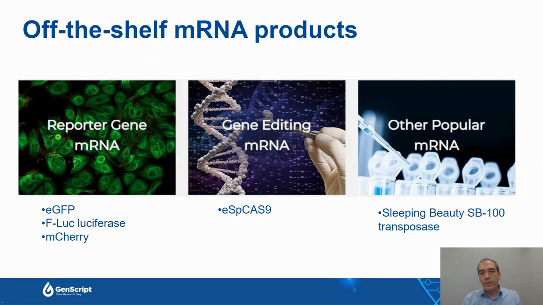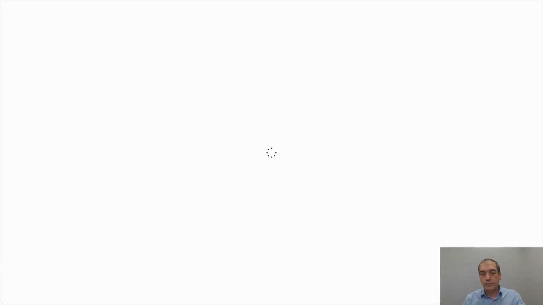Some of these more popular mRNA products, we also are introducing them as off-the-shelf products. For example, the reporter mRNAs, EGFP, fLuc, luciferase, and mCherry. Those are off-the-shelf products now that you can easily order. Gene editing mRNA ESP-Cas9 and Sleeping Beauty SB100 transposase are also off-the-shelf products. You can order those as standalone or in combination with other services or products.